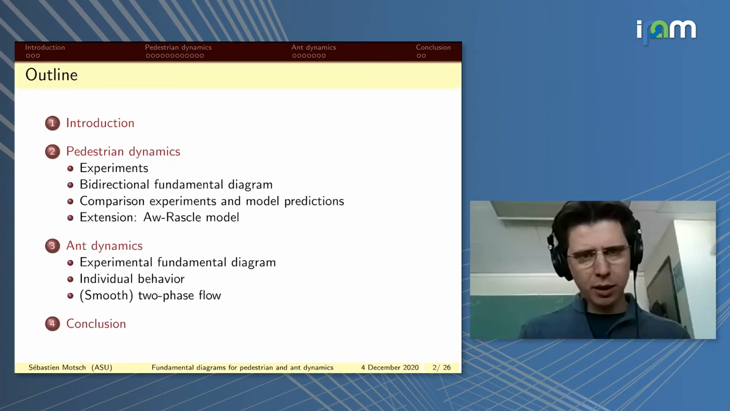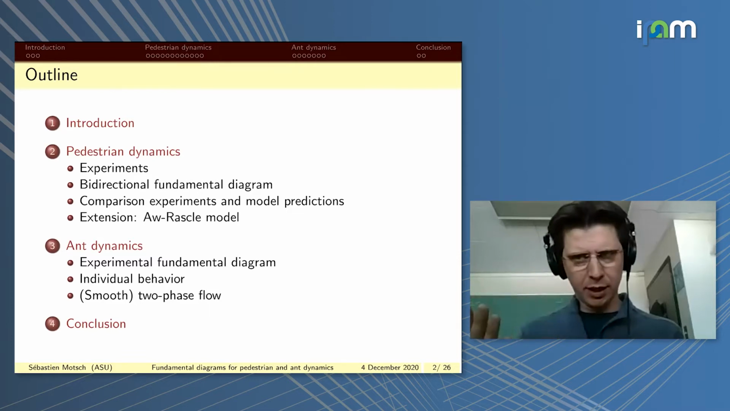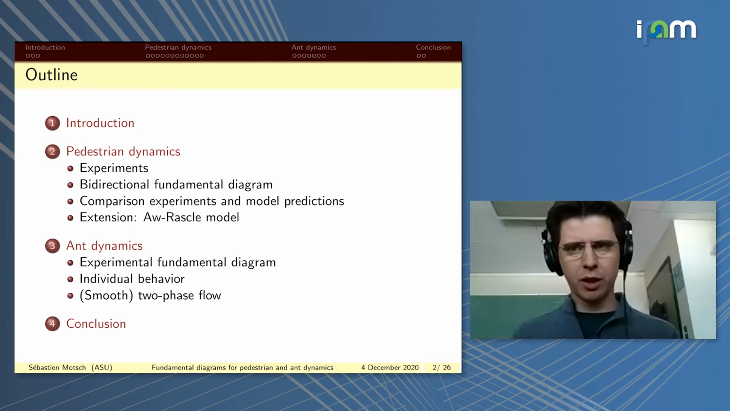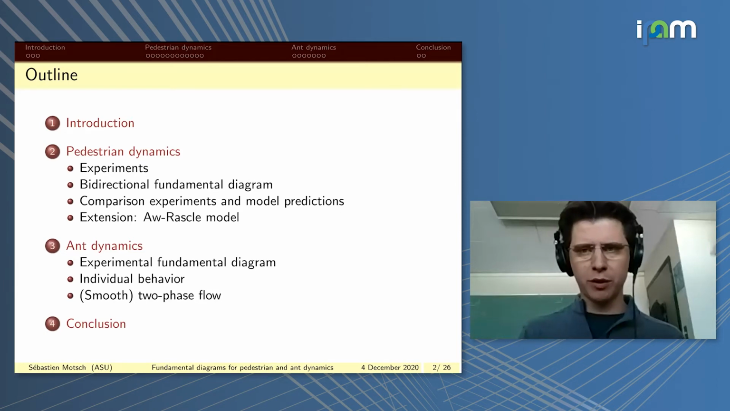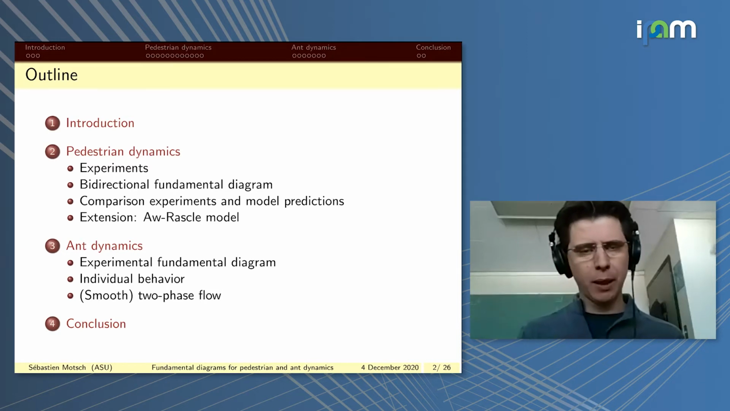Okay, so let me give you a brief outline. I'm just going to do a quick introduction. It's going to be brief because, as I said, many people already talked about fundamental diagrams, so I don't need to spend too much time on this. And then basically just two parts, pedestrians first, and then we're going to move to ants.